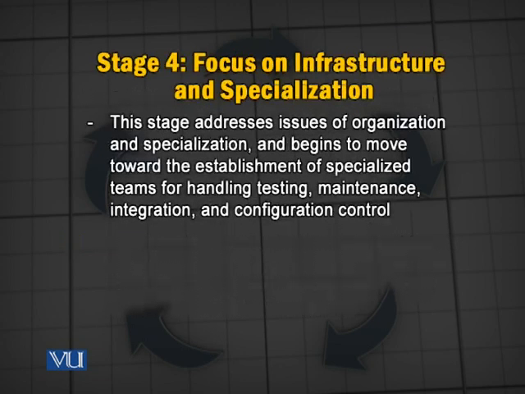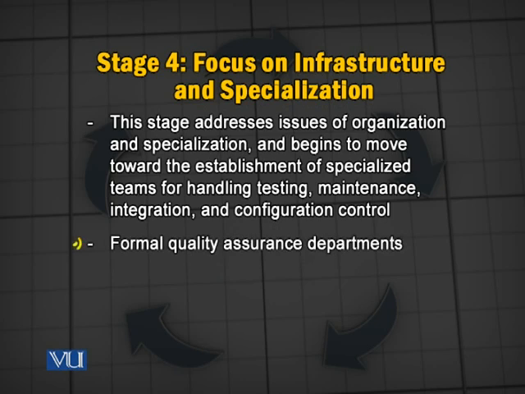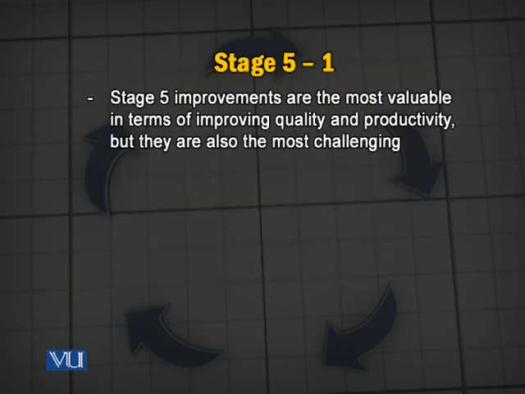This stage addresses issues of organizations and specializations and move towards the establishment of specialized teams for handling testing, maintenance, integration, and configuration control. Quality assurance is one such department that you need to introduce here. And you need to develop policies on continuing education, because that's where you would have specialization.